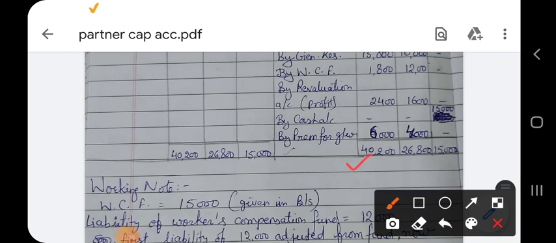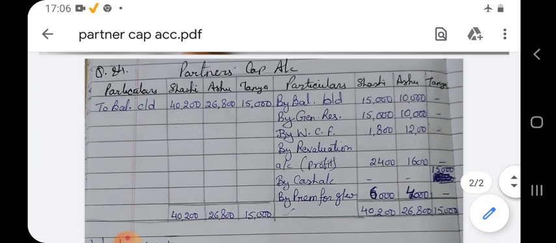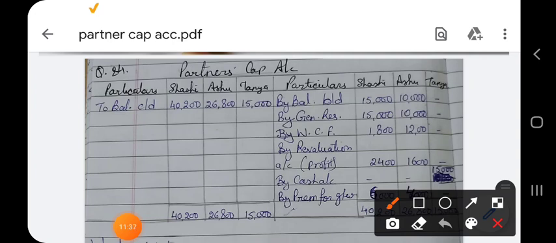We will subtract it. 40,200 is this side's total, Shashi's total. There is nothing on the debit side, so we write by balance c/d 40,200, and similarly for Ashu's column it is 26,800, and for Tanya it is 15,000. I hope you understood this concept. Practice the same question on your own. Thank you.